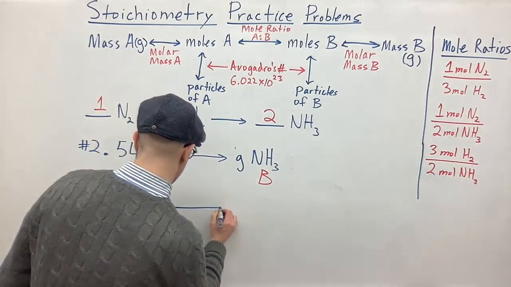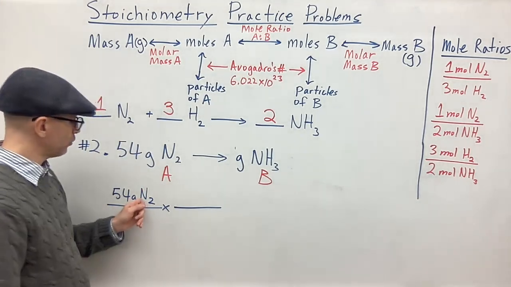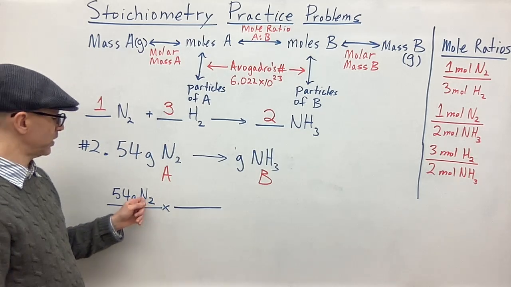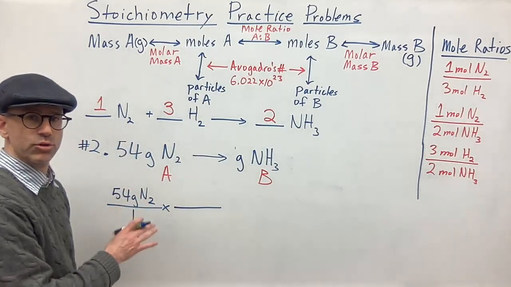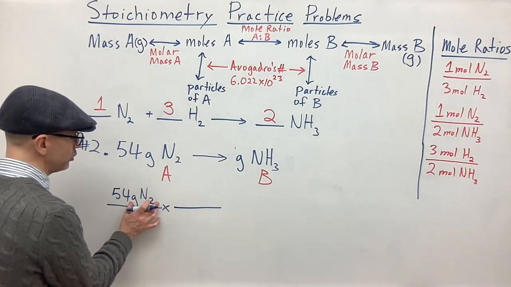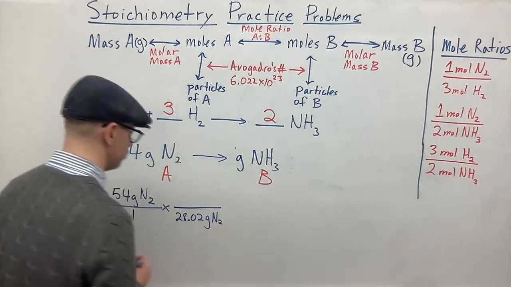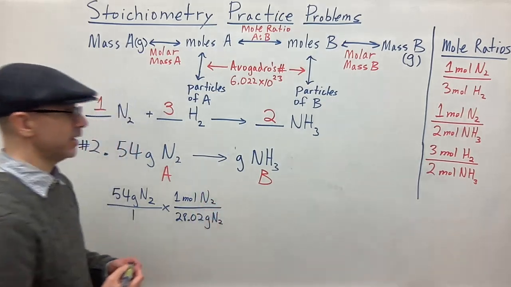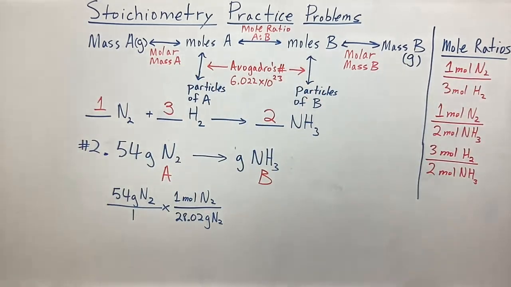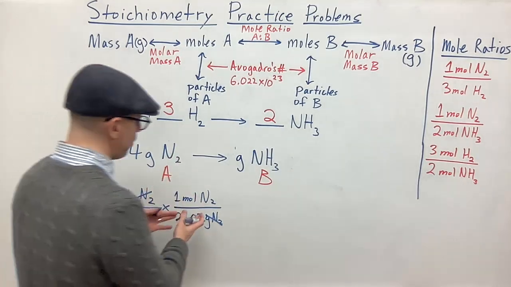Now my first conversion is to use the molar mass of A. Well, what's the molar mass of A? If you look it up, nitrogen is 14.01, so this is going to be about 28.02. That means 28.02 grams is equal to 1 mole of nitrogen. I have grams of nitrogen on top, so I want grams on the bottom. So 28.02 grams of N2 is on the bottom, and then 1 mole of N2 is on top. Let me just verify the molar mass really quick. All right, that is correct. So grams of N2 cancel out. Now I have moles of N2.